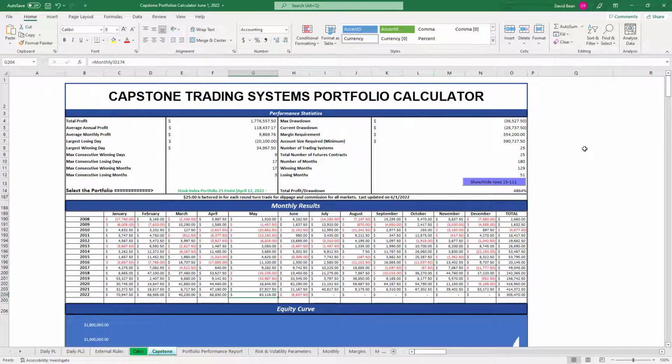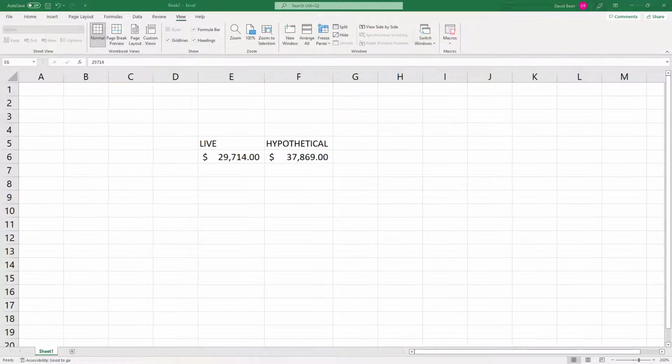So we're going to take a look now, as we did in March and April, at the live versus hypotheticals in the stock index portfolio 25 setup. If you're trading 6 micros, that's 37,869 on the hypotheticals. The actuals were 29,714. In March, we were up $2,000 ahead of the hypotheticals. In April, we were down about $2,000 against the hypotheticals, so kind of a wash.